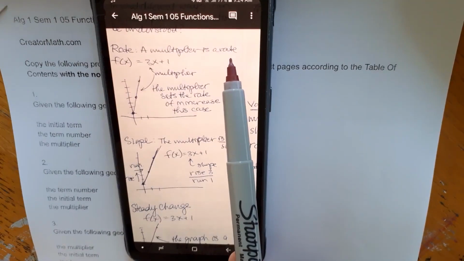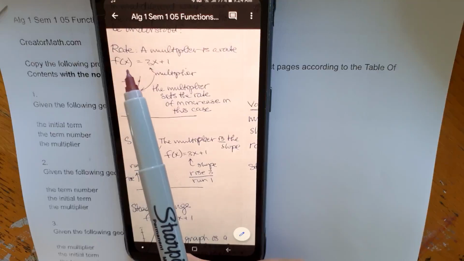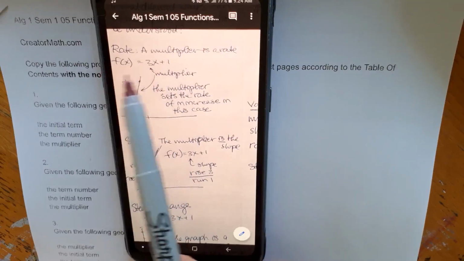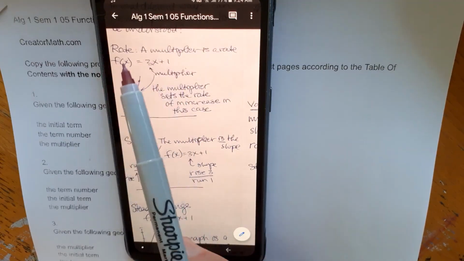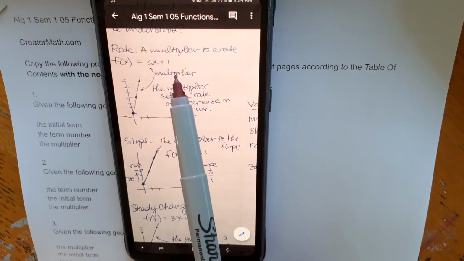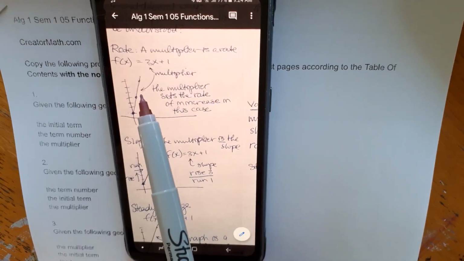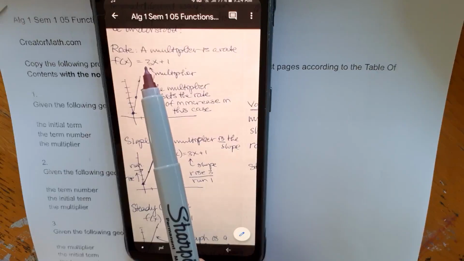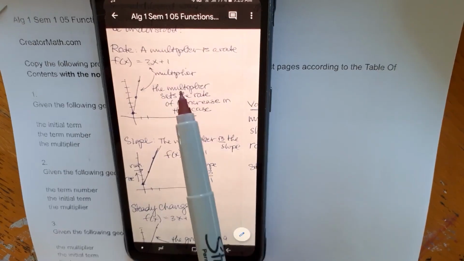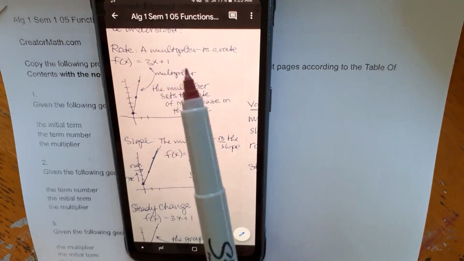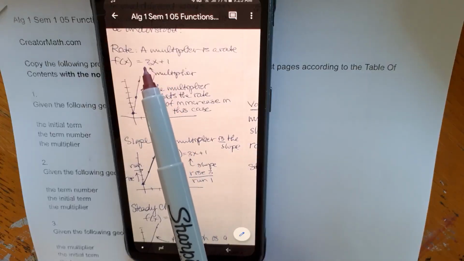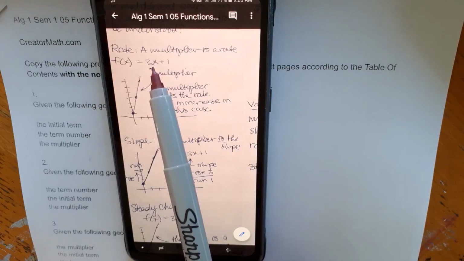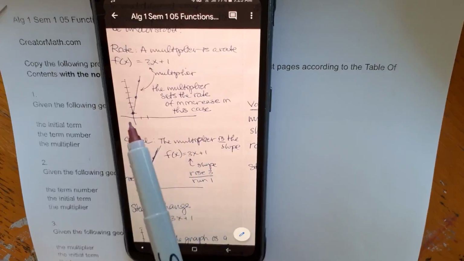A multiplier is a rate. So f of x equals 3x plus 1. This should all look familiar to you as we've been using function notation for quite some time in this semester. So the multiplier is the slope in this case, or the rate in this case. What is it? It's 3. So what's happening? We're multiplying this multiplier by these values on the x-axis here.